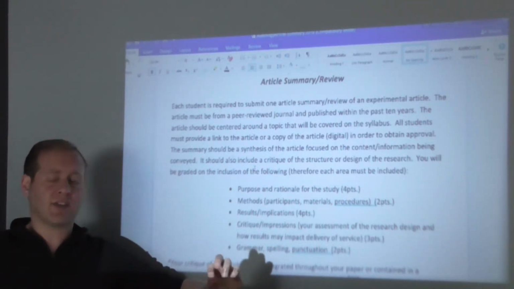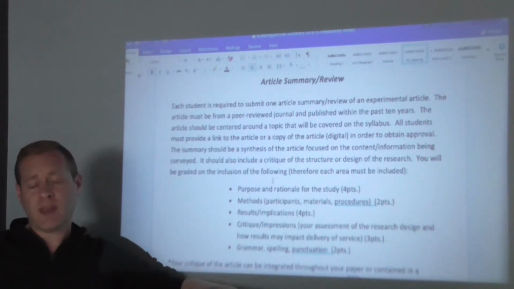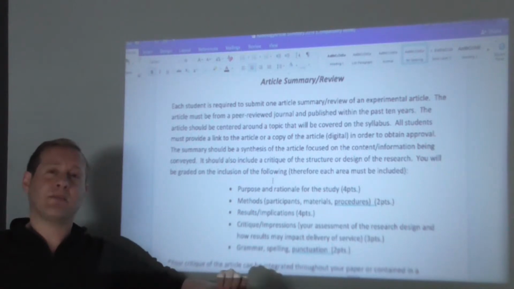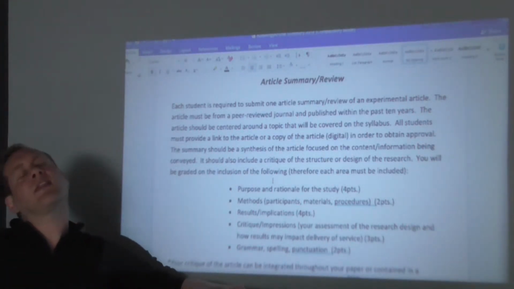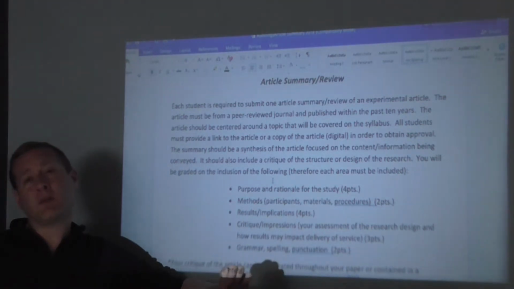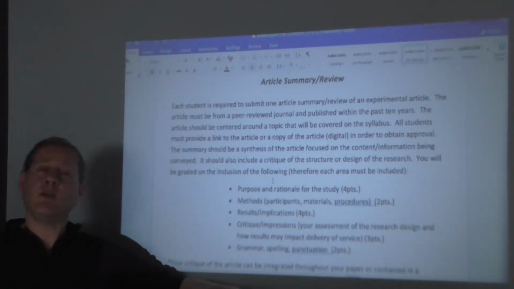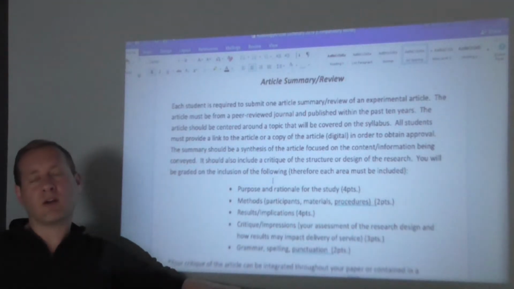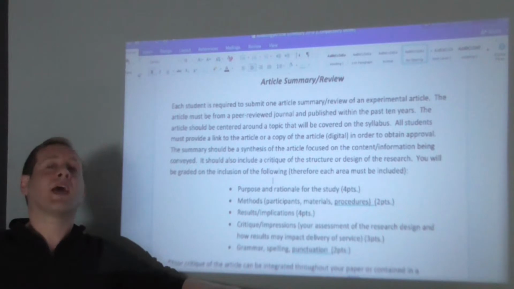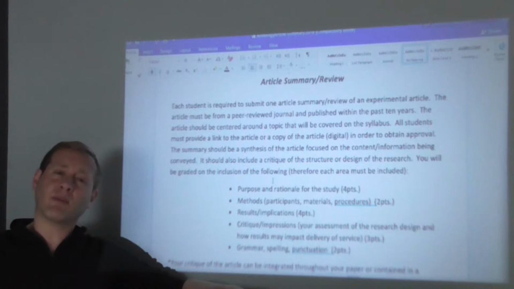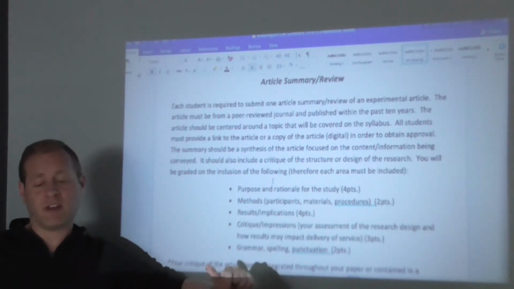So your article has to come from a peer-reviewed journal and be published within the past 10 years. Peer-reviewed, does anybody know what that means? If you do not, you are going to find a journal that is peer-reviewed, which means that the articles that were submitted for publication were reviewed by a process that looks at how well the article was written. So basically it looks at how well the research was conducted, and if the information and the findings that came from that research are valuable to our field.